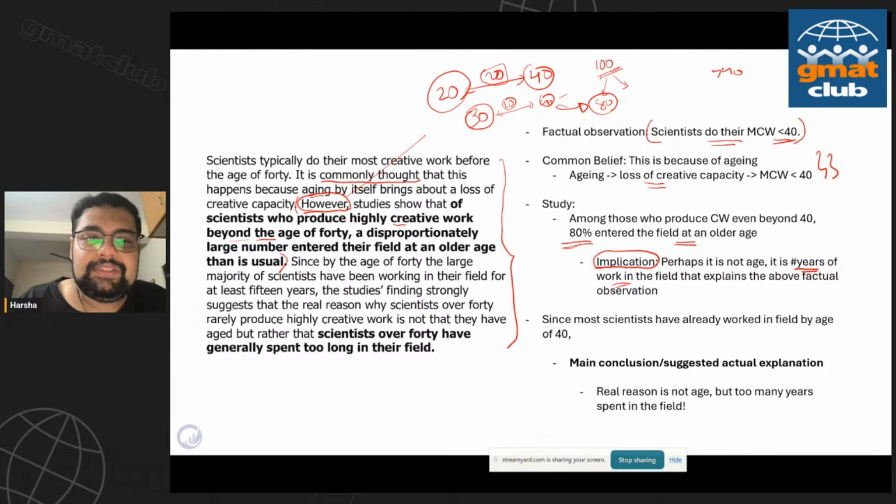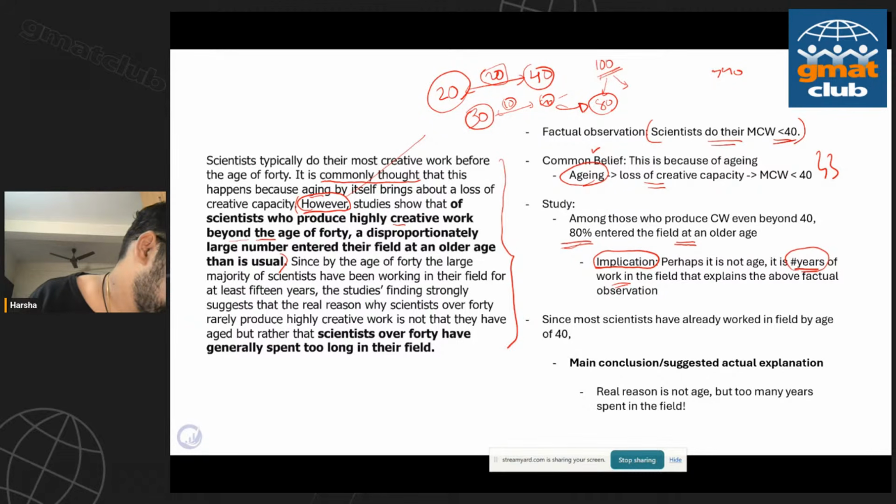In other words, now you see what the author is doing. The author is trying to tell you that maybe this common belief is wrong. It's not aging per se which is the issue. The actual issue is these guys have spent too long in the field. Right? Is this idea coming through?